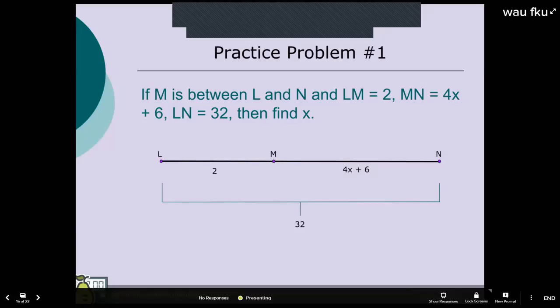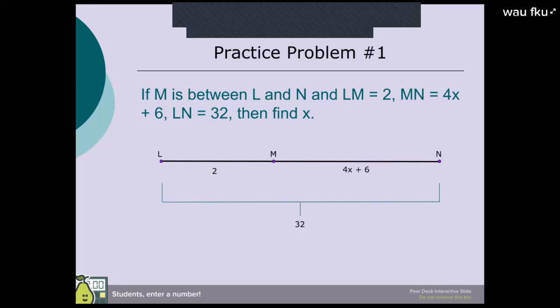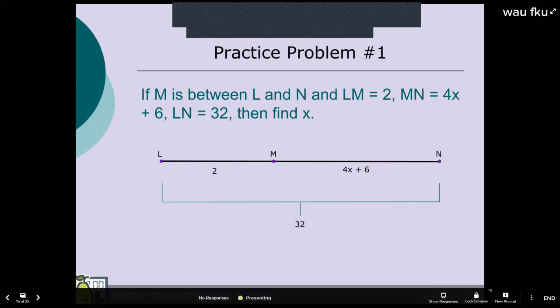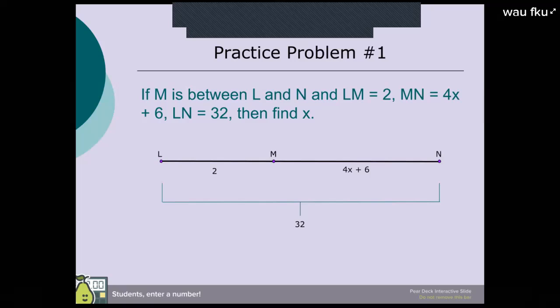So if M is between L and N, and LM, right letters, LM equals 2, MN equals 4x plus 6, and LN, the whole thing, equals 32, then just find x. That's all you're finding in this problem. So just solve for x. I'll give you guys a couple of minutes to figure that out. Give it a whirl.